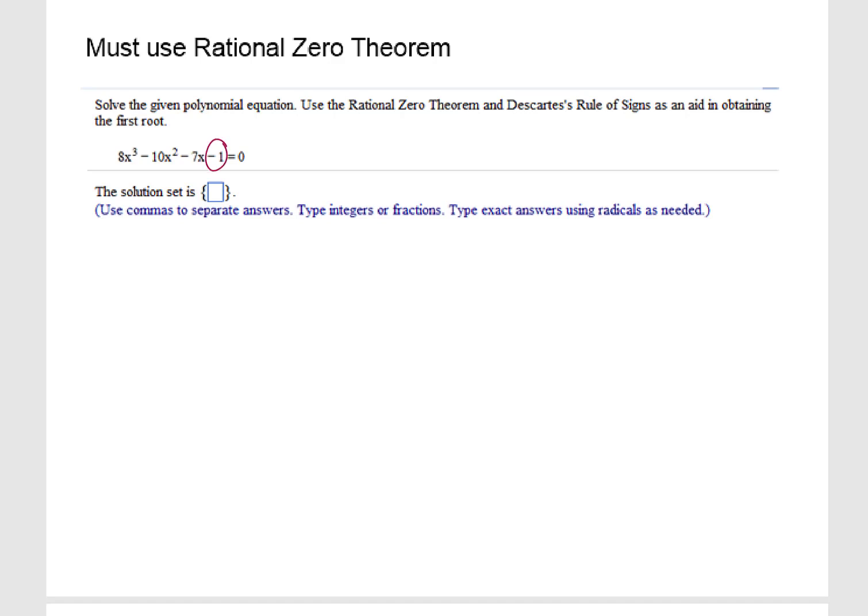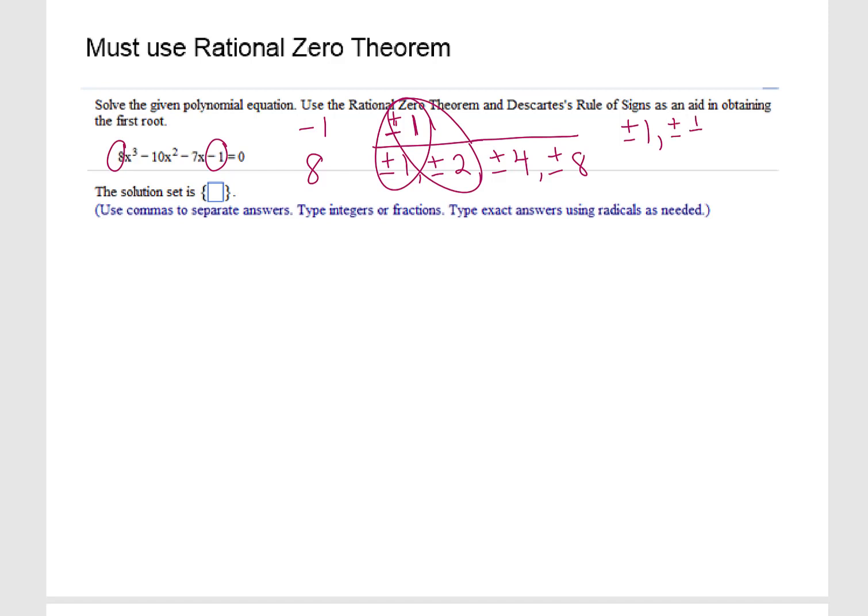Look at that negative 1. Okay, all of our factors for that is plus or minus 1. Then look at our leading coefficient, 8. Listing all the factors: plus or minus 1, plus or minus 2, plus or minus 4, plus or minus 8. So all my possible zeros would be 1, that'd be that 1 over 1. Then we do plus or minus 1/2, plus or minus 1/4. We just go all the way down the line, plus or minus 1/8.